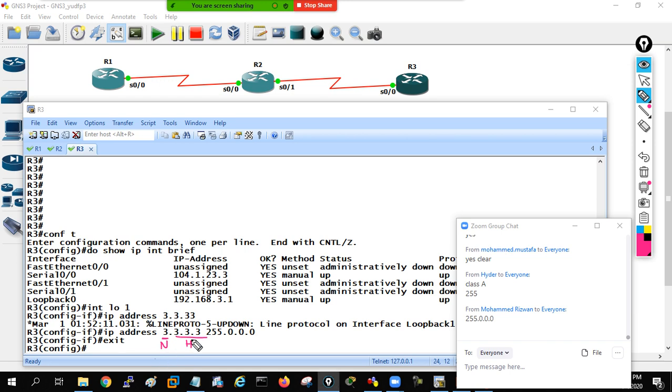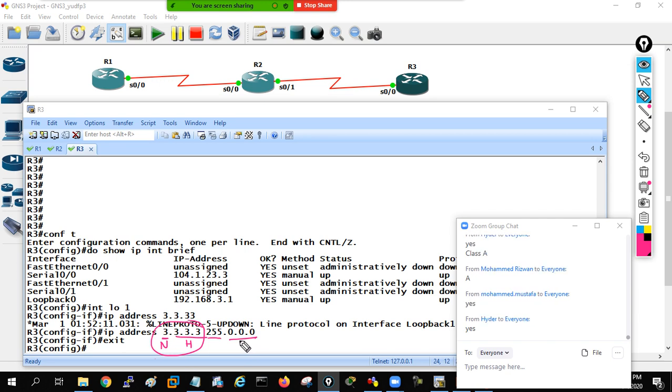So basically, network 3 belongs to which class? It's a class A, right? The subnet mask and this are the same, correct? There is no change in this. Agree, guys? I am not doing any subnetting here. I have configured network 3 as a loopback with the same subnet mask. I didn't do any subnetting there. Now I am going to advertise this.